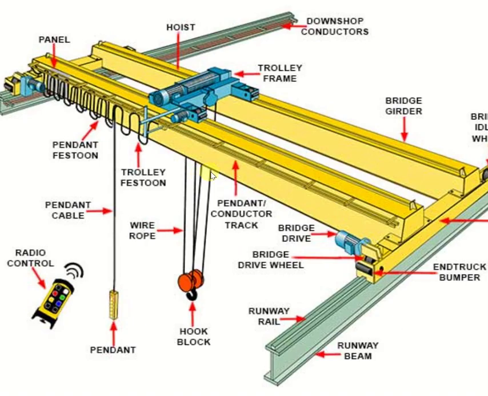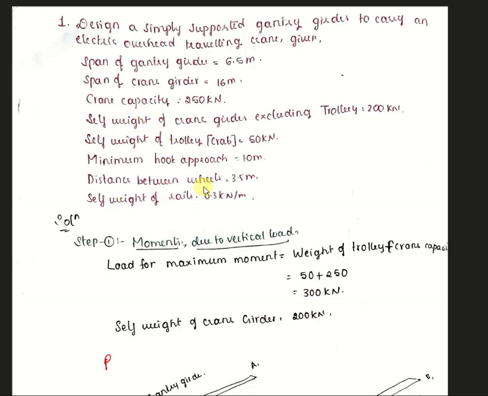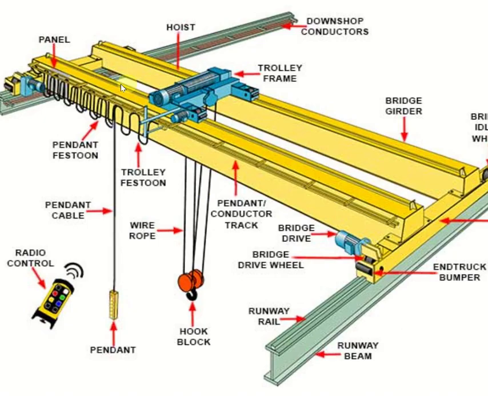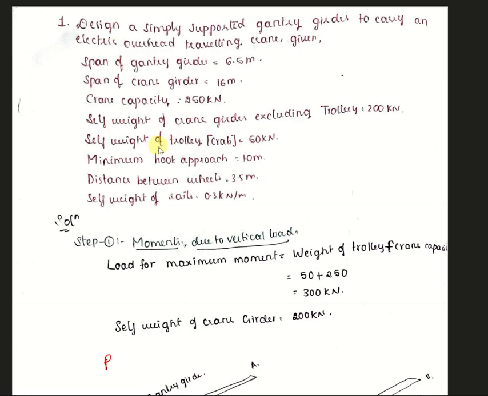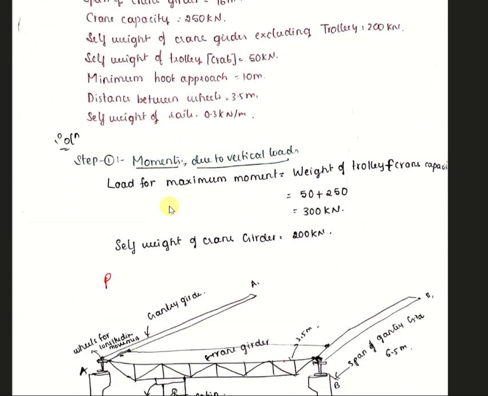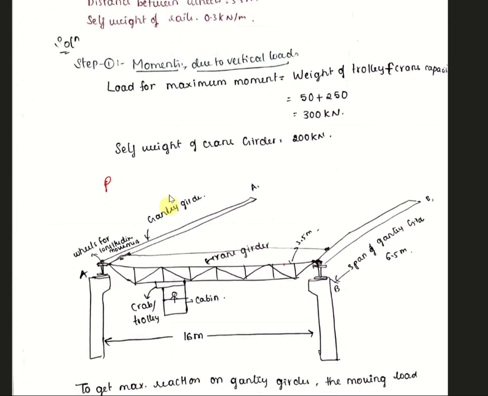Minimum hook approach, that is the minimum distance it can have from the gantry girder, is 1 meter. Distance between wheels is 3.5 meters. So here you can see the crane girder. This is one wheel, this is one wheel. So in between it is 3.5 meters. Self weight of the rails 0.3 kilonewton per meter. So here we have to go step by step. So totally it is having 12 steps.